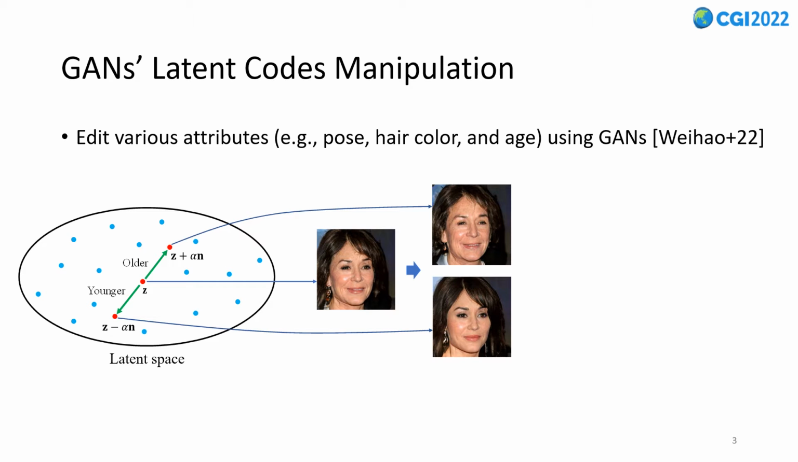Recent advances in generative adversarial networks are remarkable, and GANs can be used for various downstream applications. Latent code manipulation is one of the image editing techniques using GANs. This technique can edit various attributes like pose, hair color, and age using GANs trained unsupervisedly. For example, as you can see in this figure, the user can edit age by moving latent codes toward specific directions.